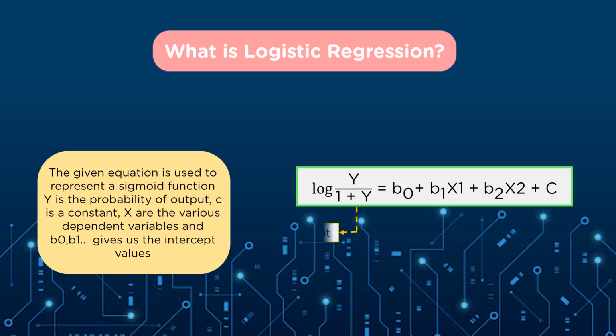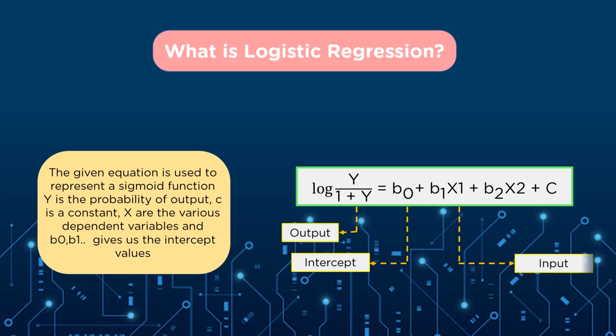The given equation is used to represent a sigmoid function. Y is the probability of an output, C is a constant, X are the various independent variables, and B0, B1 give us the intercept values. And you can see here, as I was talking about earlier, you can have just a single input or you might have multiple inputs. This is with the sigmoid, it uses the log function of y over 1 minus y. And when you do that, it's going to give you a very clear answer. It's either going to be 0 or 1. There's a little discrepancy right in the middle, but for the most part, it's very clear which way it's going to go.